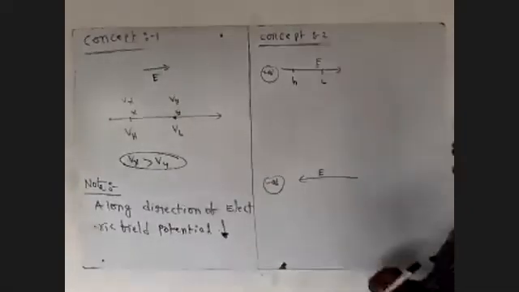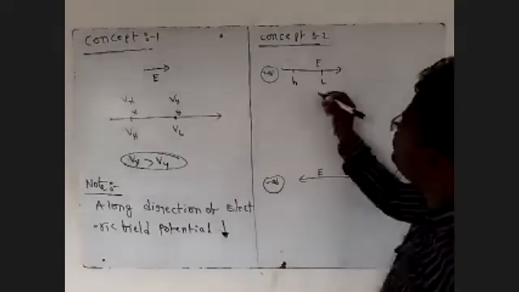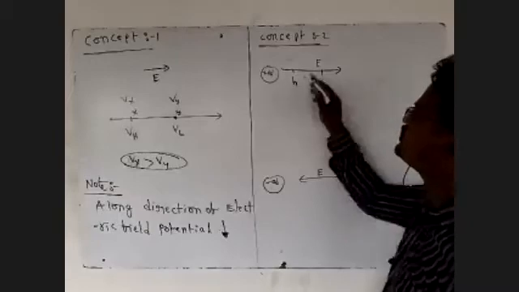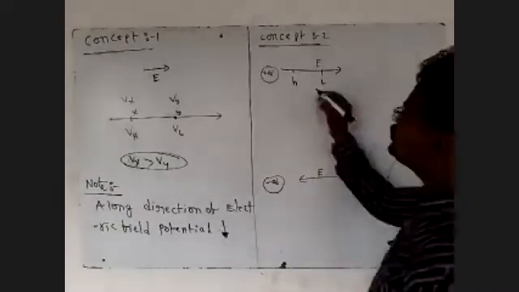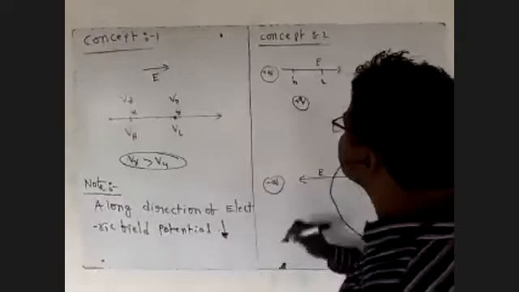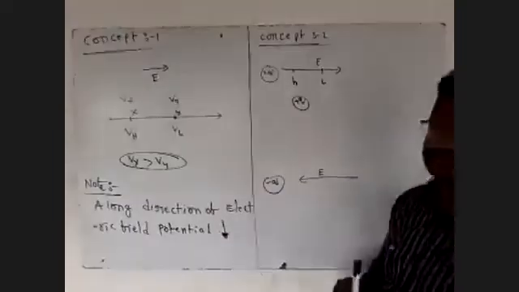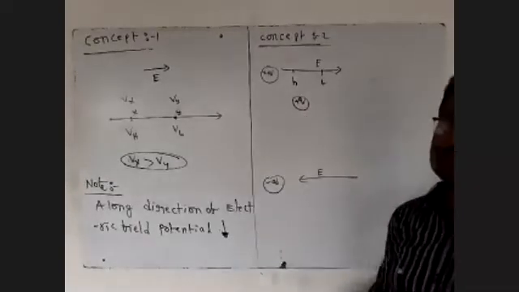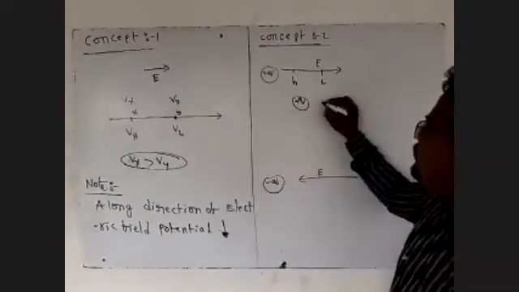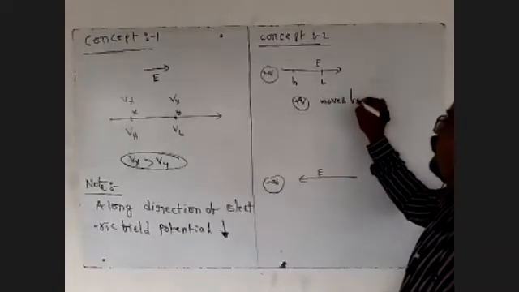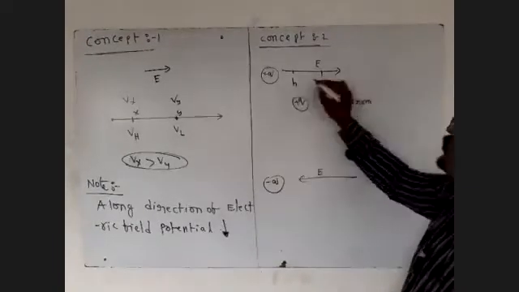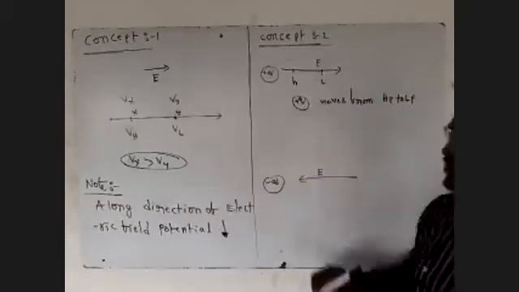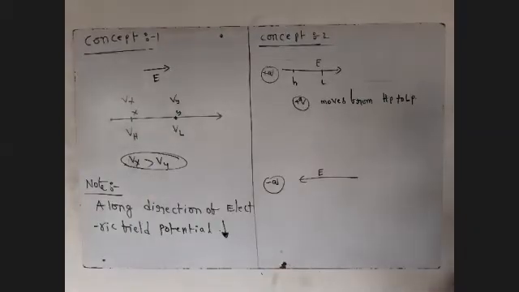For example, in this field, this is a positive charge. Suppose this positive charge is in the field. This positive charge moves from high potential to low potential. Positive charge moves from high potential to low potential.